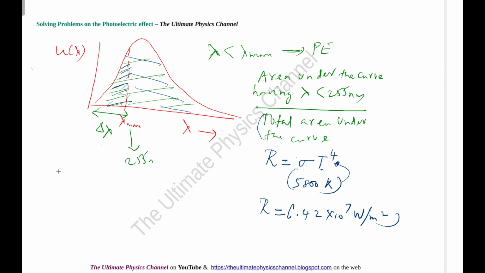For that, we have to calculate the numerator, which would be u lambda del lambda, over a range del lambda. What is the area? That is given as u lambda del lambda, because this y-axis is u lambda.